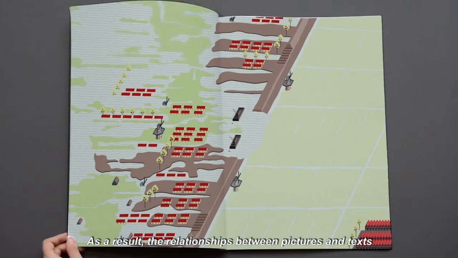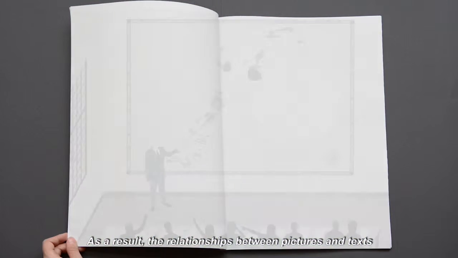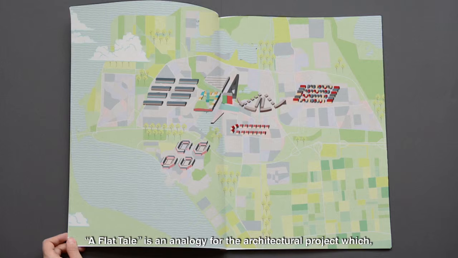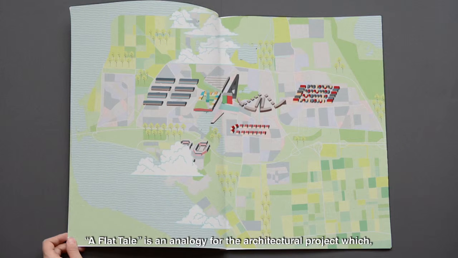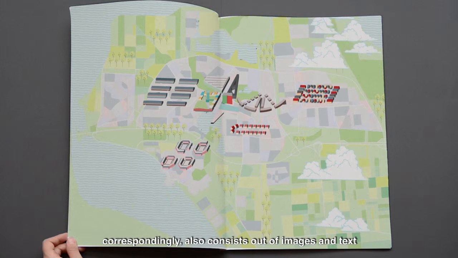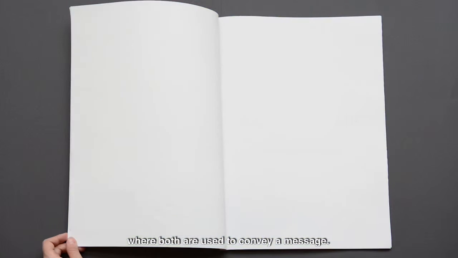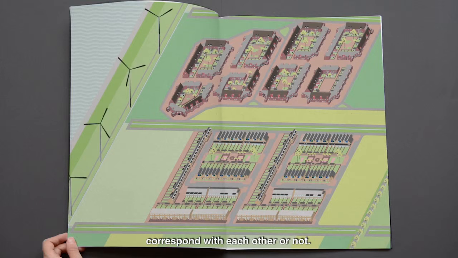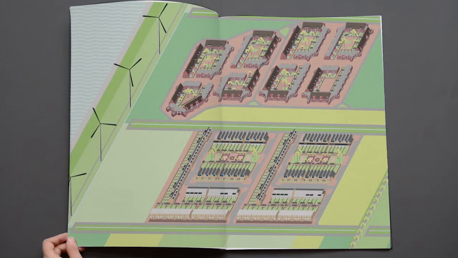As a result, the relationship between pictures and text in picture books tends to be ironic. Each speaks about the matter on which the other is silent. A Flat Tale is an analogy for the architectural project, which correspondingly also consists of images and text, where both are used to convey a message. They can also, like in the picture book, correspond with each other or not.